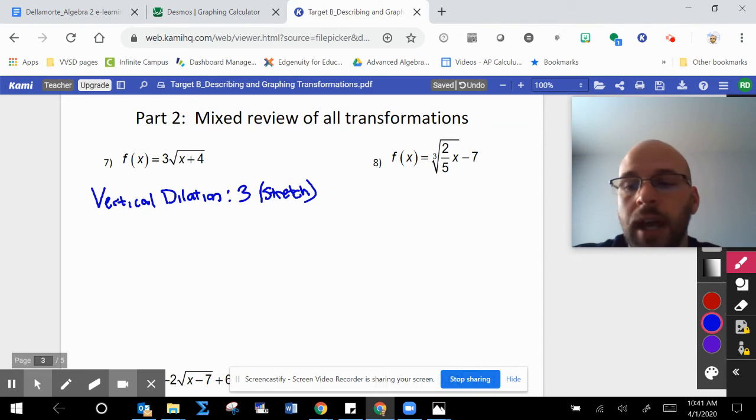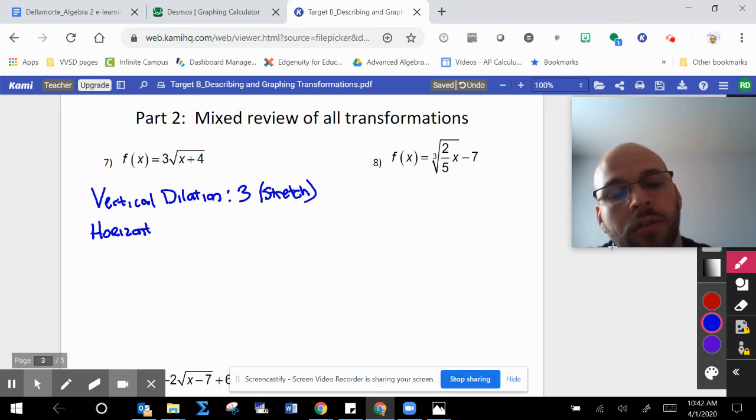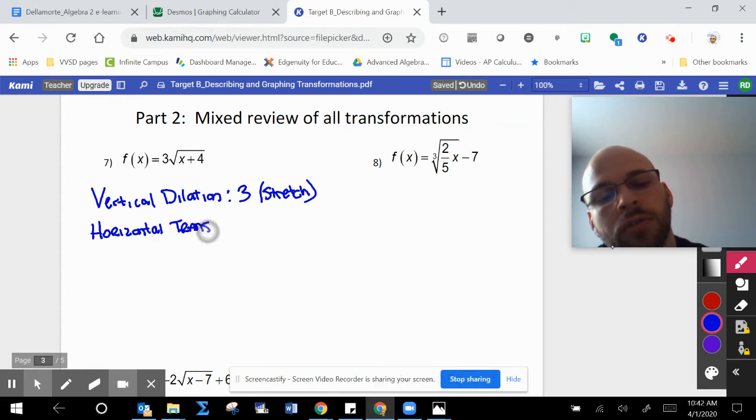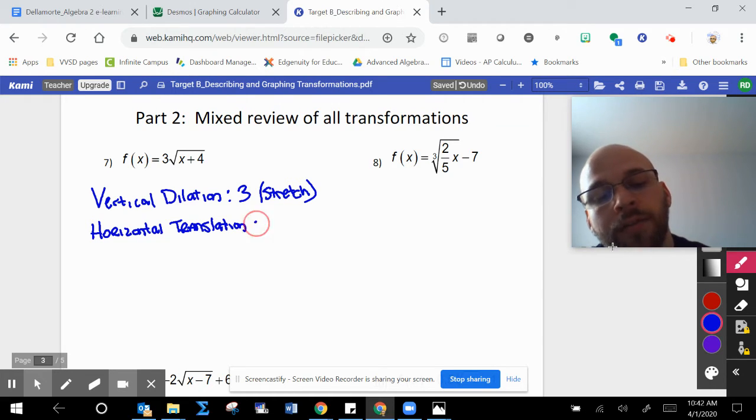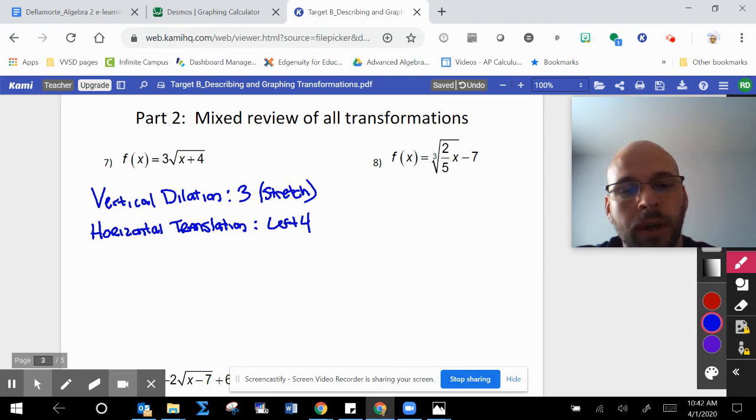Okay. Now, the second piece that I have is that I'm adding 4 on the inside, and because it's on the inside, I know it's horizontal. And it's going to be a translation because, again, as in previous parts of the video, anytime I add or subtract, that's going to be a shift. That's going to be a translation. And if I'm adding 4, that means it's going to go left 4. All right. And those are the only 2 transformations I have.